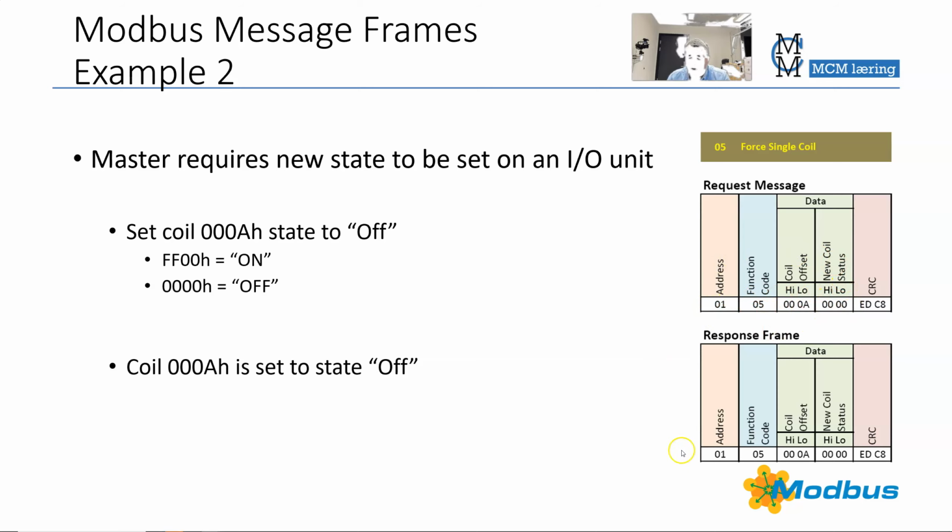The reply from the I/O unit is, hello, this is I/O unit 01. You sent me function code 05. You asked me to set coil number A to status off, which I have done. And then the error check code. Note that in this special case, all the data here is the same. The sent data and reply data are the same. Therefore also the error check code is the same, since the error check code is built on basis of what was sent earlier.